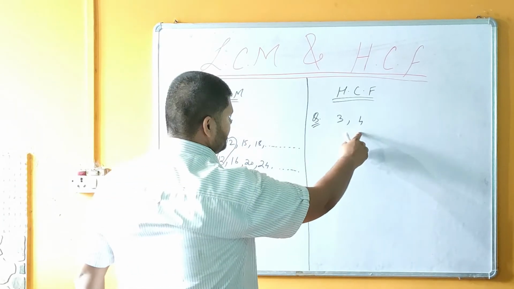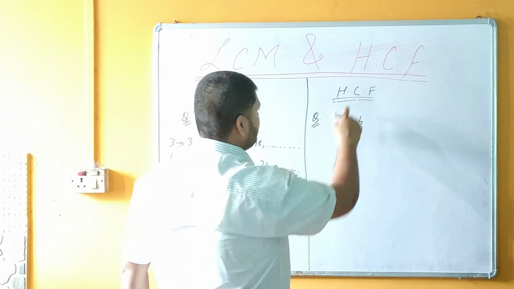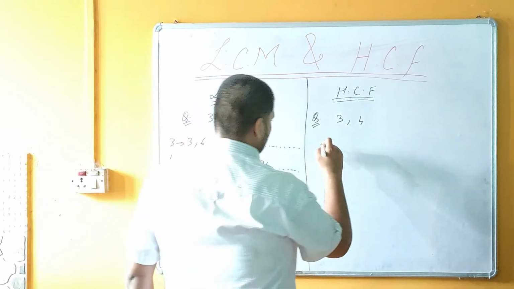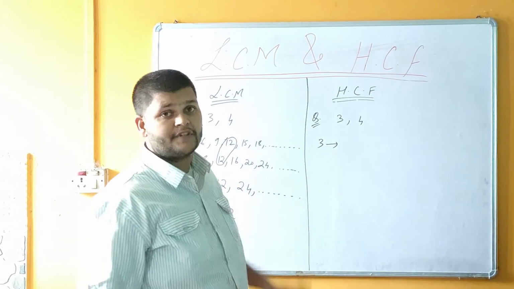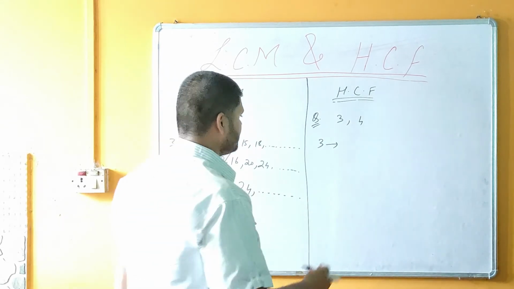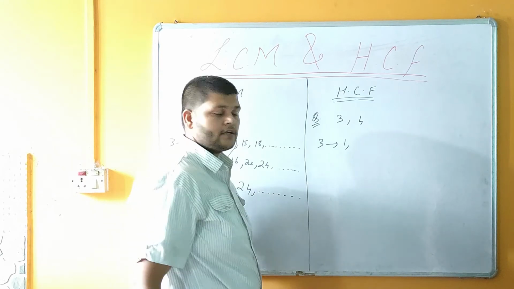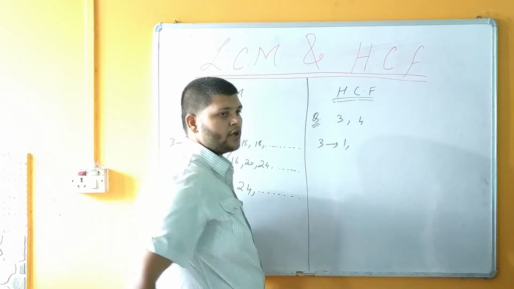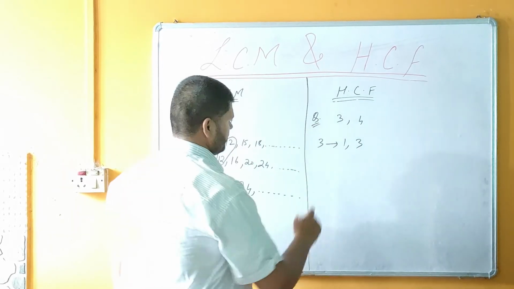Now we will see for 3 and 4. Same example I have taken over here, 3 and 4, and I will find the HCF. For 3, what will you do? You will find the factors of 3. So what are the factors of 3? 1 will be a factor. Do you think 2 will be a factor? No. In the table of 2, 3 will not occur. That's why 2 is discarded. So in the table of 3, this 3 will occur.